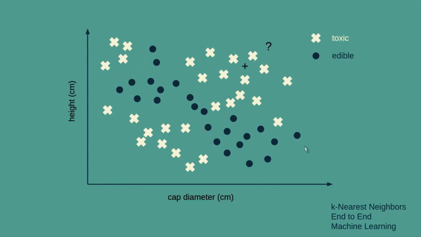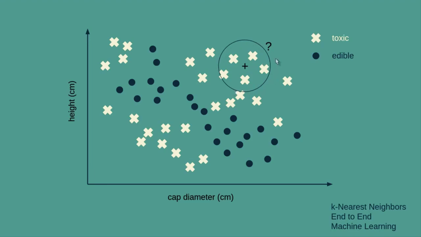What we'd like to be able to do, the classification problem, is given a new mushroom where we know the height and we know the cap diameter, we'd like to be able to determine, is it toxic or edible? Can we use this set of examples to classify a new mushroom? The K-nearest neighbors approach is to look and find the closest neighbors to the point that we care about. K refers to the number of neighbors that we try to find. In this case, there are 5 neighbors within that circle.